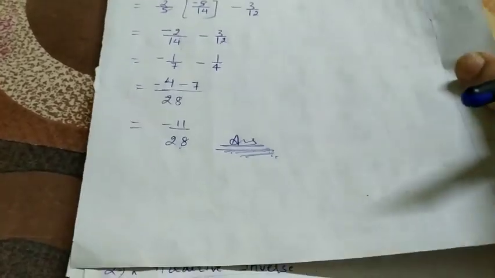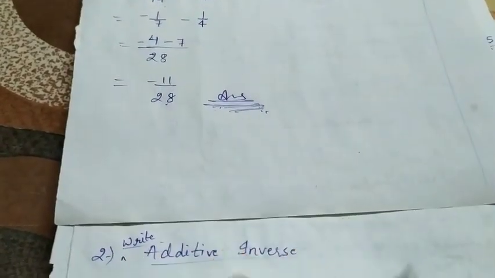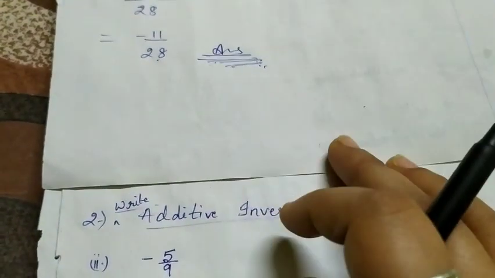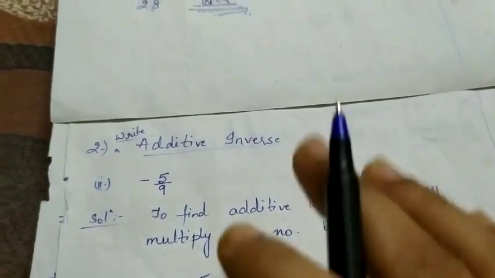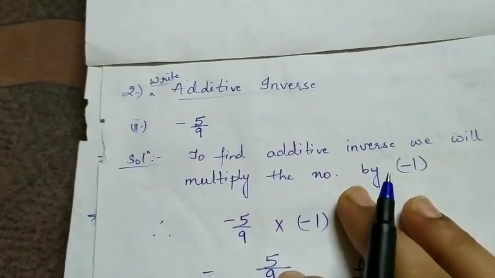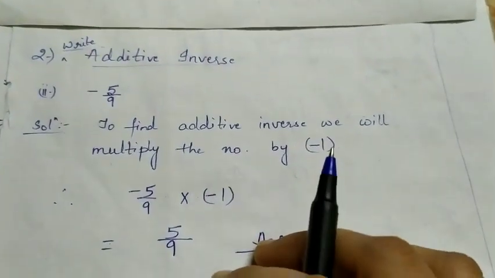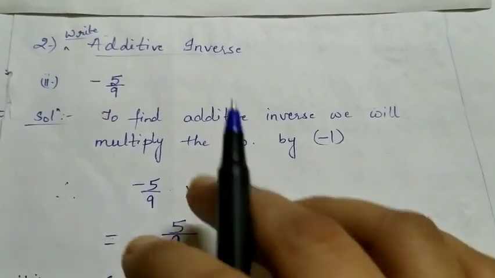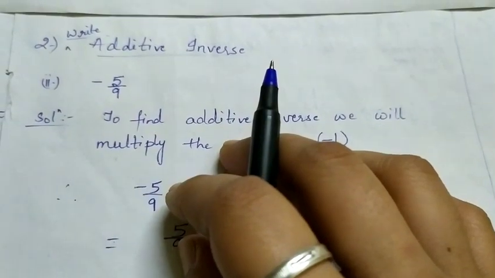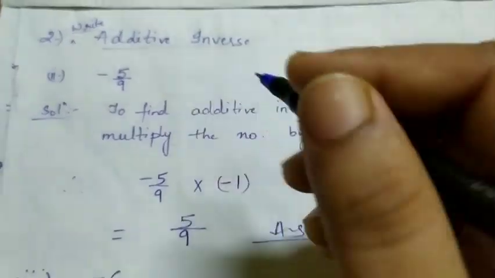Now coming to the second question. In the second question, you have to write the additive inverse of the following. All the questions are from your book exercises only, that is 1.1 from NCERT. So what you have to do is find the additive inverse for each of the following. There are 4 parts. I have done 2 parts, I have shown you 2 parts.